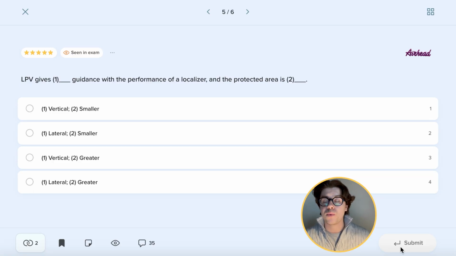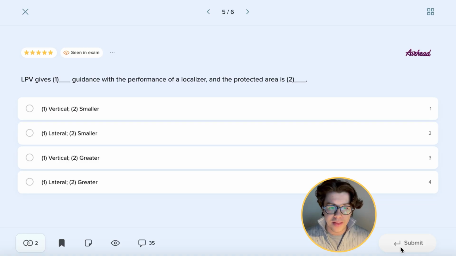Remember the main difference between LPV and LNAV/VNAV, which is the second type of approach that is quite popular, flown in the PBN spectrum, will be that the LPV is angular, so it's very much like an ILS. It gets more sensitive the closer you get. LNAV/VNAV has lateral navigation, so it will show you cross track in most cases, and it will not get more sensitive the closer you fly.